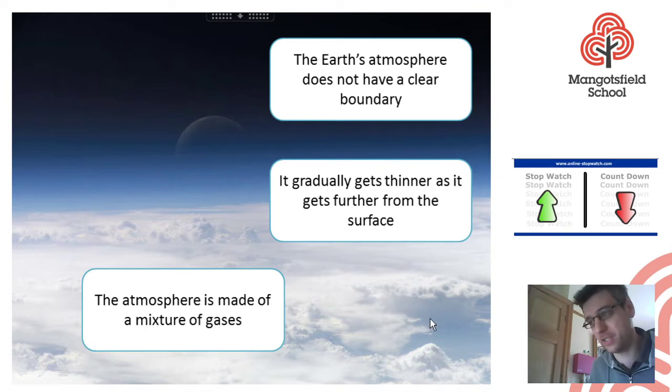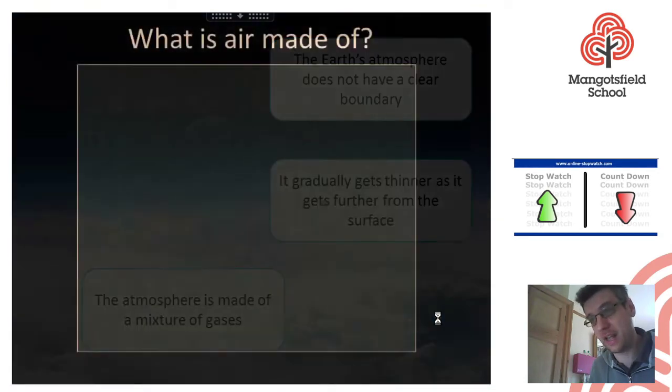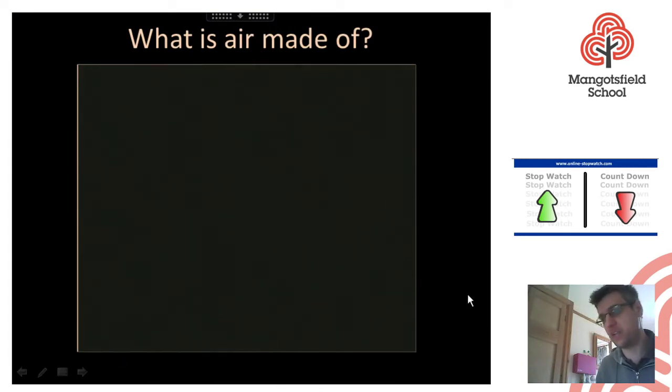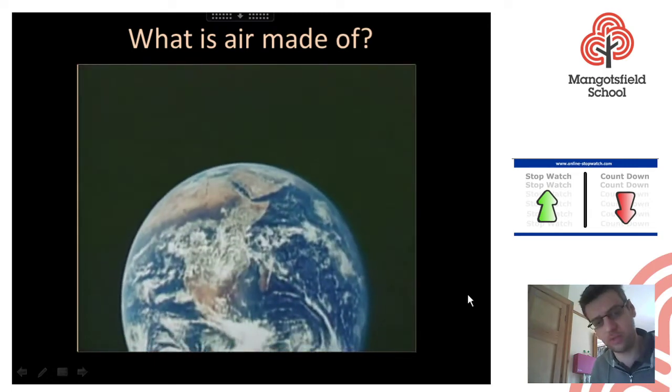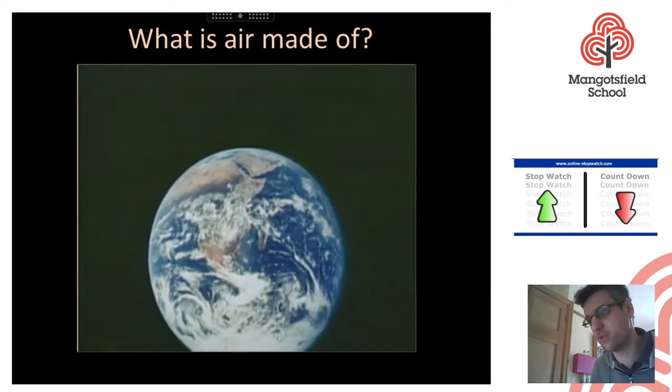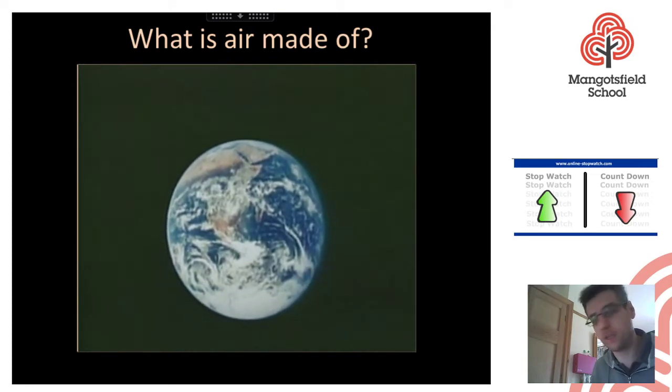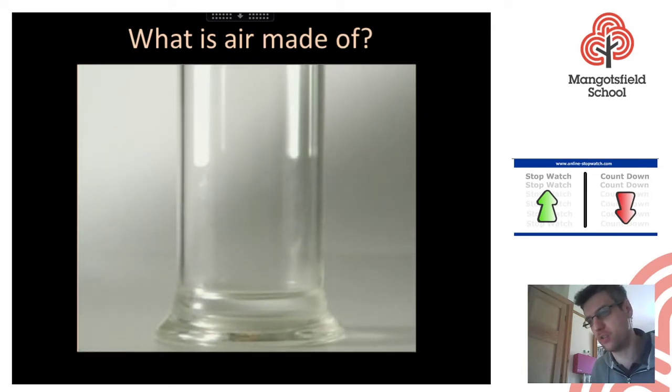So what gases are mixed together in air? Well, let's have a look at this experiment. Here's an experiment to find out what air is made of, and it makes use of a substance called liquid nitrogen. Now, liquid nitrogen is amazingly cold. It is like minus 200 degrees.